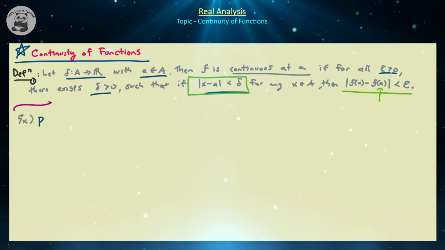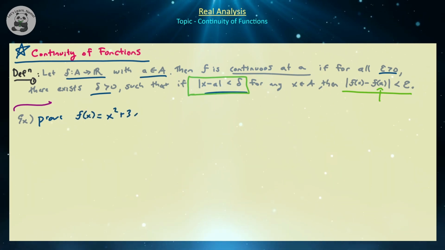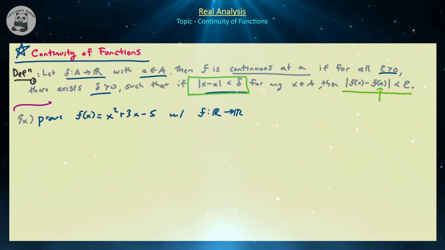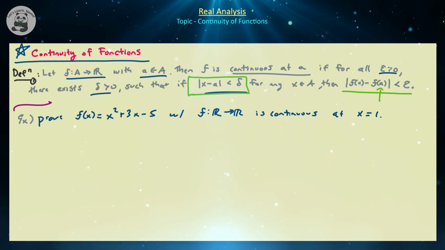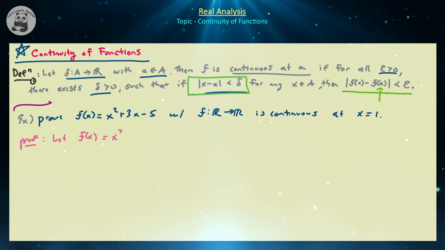So let's look at the function f of x is equal to x squared plus 3x minus 5. And let's assume we're taking f to map the real numbers to the real numbers. And let's prove that this is continuous at the point, let's choose x is equal to 1. Right? So how do we prove that a function is continuous? So we're going to be letting, at least by definition, f of x to be equal to x squared plus 3x minus 5. And again, let's assume that we're mapping R to R.